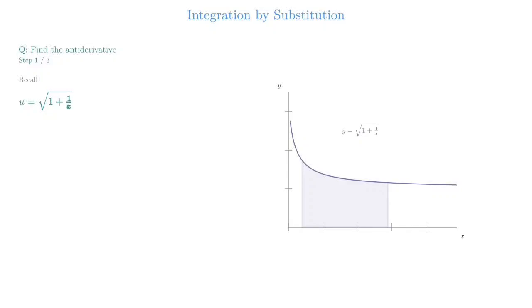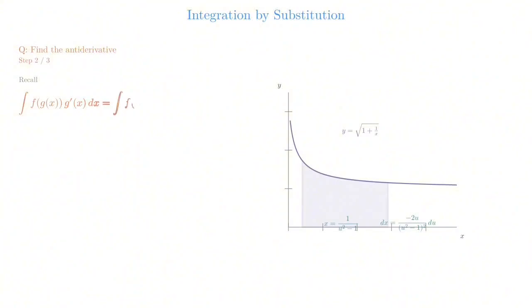Step 1. We substitute u equals the square root of 1 plus 1 over x to remove the radical entirely. Squaring both sides, u squared equals 1 plus 1 over x. So 1 over x equals u squared minus 1. Therefore, x equals 1 over u squared minus 1. Differentiating, dx equals negative 2u over (u squared minus 1) squared du. Now let's substitute everything into the integral.